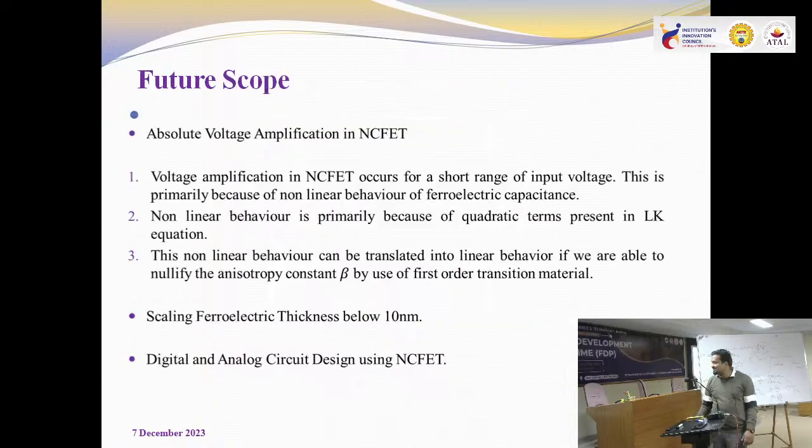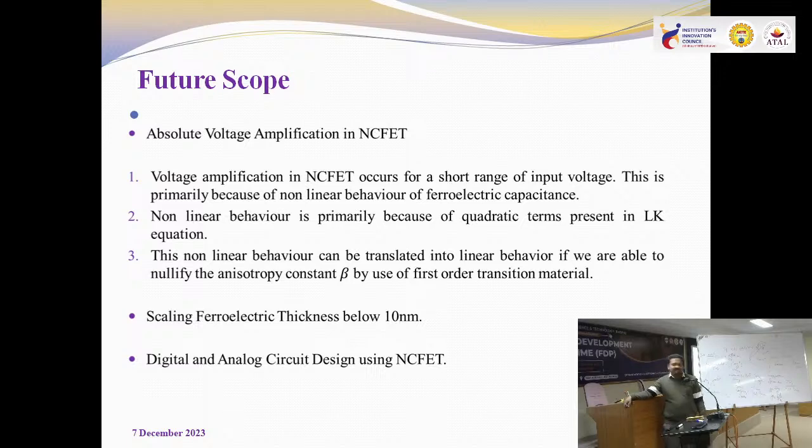So there are a few future scopes. Anything about the dynamic characteristics? Dynamic I have done, sir, but I have not included it for today's talk. I have done a few things in dynamic response. So these are the future scopes.